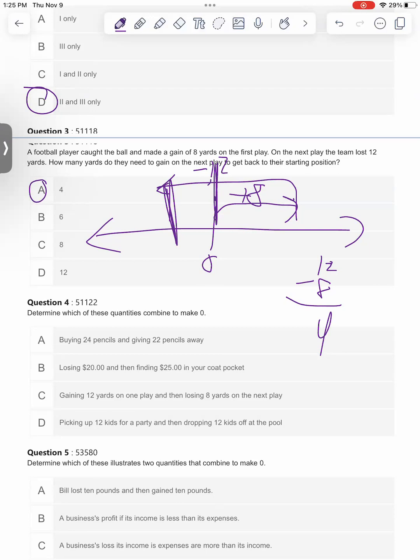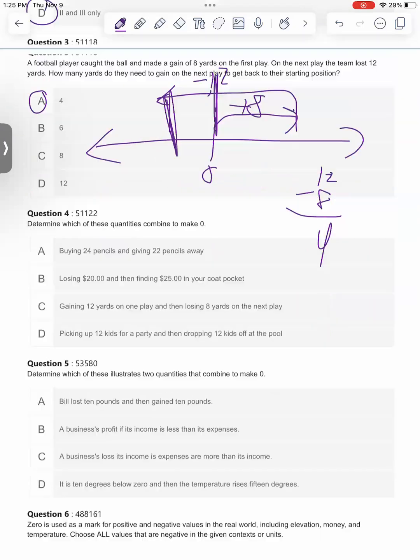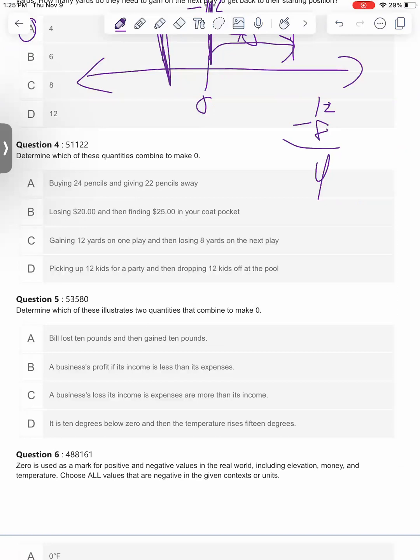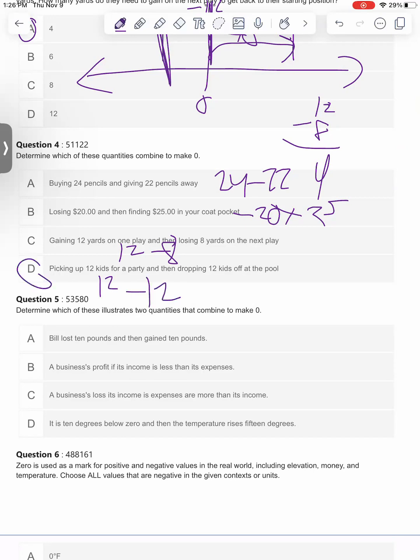-4 is where you are, but it says how far do they need to go, right? Which of these quantities combine to make 0? Right, so buying 24 pencils and giving 22 away. So that's 24 minus 22, which is 2. You lost 20 bucks, but then you found 25 in your coat pocket. So that would be -20 plus 25. That's not 0, that's +5. You gained 12 yards and lost 8, so that's 4. You pick 12 kids up for a party, +12, and then you drop 12 off at the pool. So now that's 0. So that's your answer.